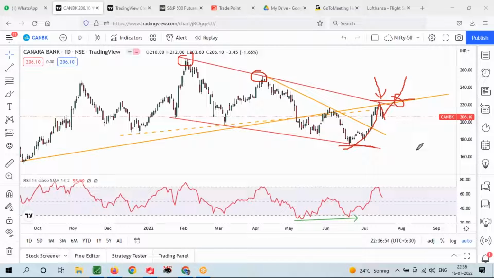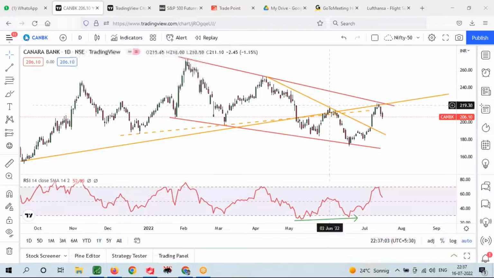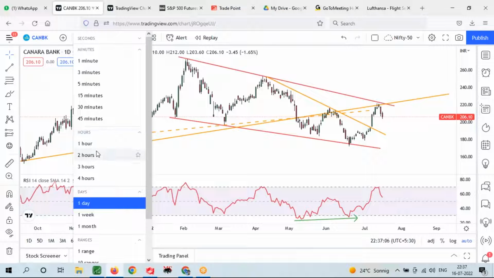Now break this trend line, I'll be super bullish on this stock. And then 250, 270, 300 will open. Okay, so now it has dipped. Now go to the hourly chart.